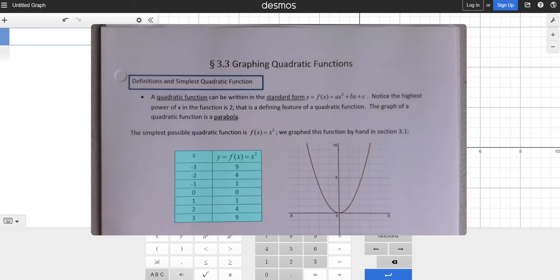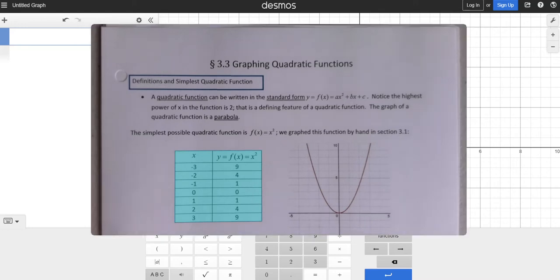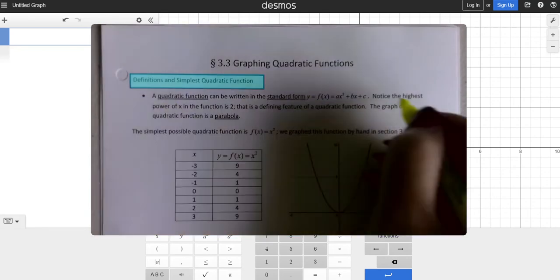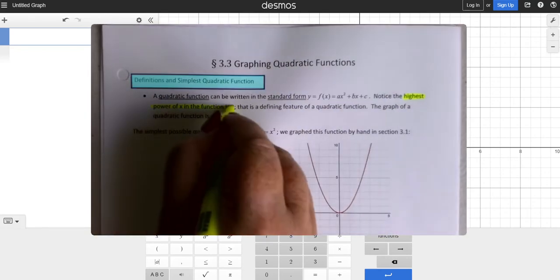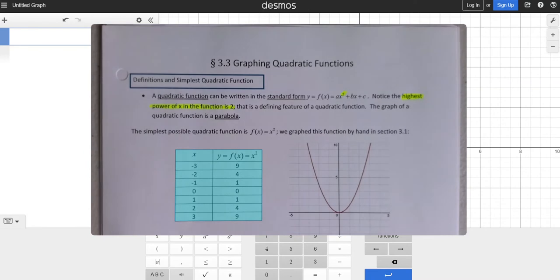So, keep in mind, a quadratic function always can be written in the standard form, which would look like f of x equals ax squared plus bx plus c. And really the defining feature, the reason that we know this function is quadratic, is that the highest power of x is 2. Right? That's how we know it's quadratic.